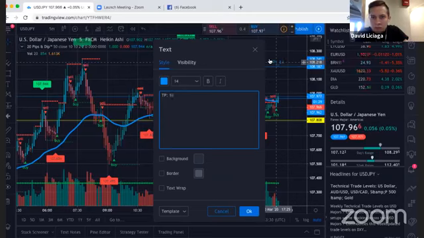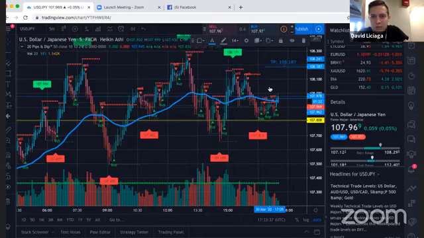108,187. Okay, it's going to be our TP here. So what we're looking for, we got a quick 20 pip move. We're already in profit. Entry point was here.